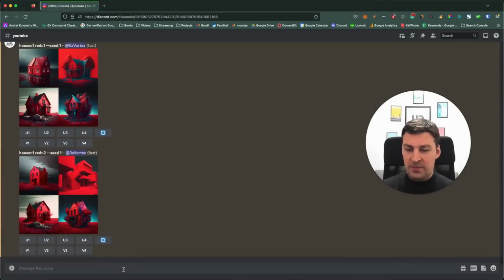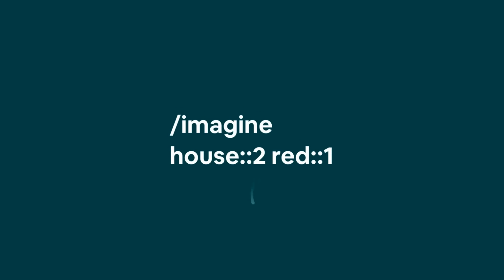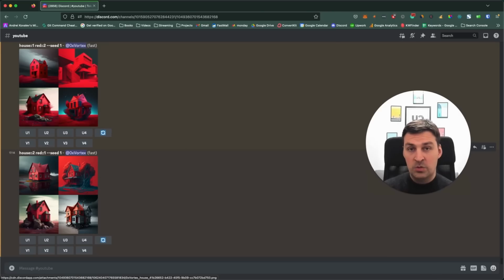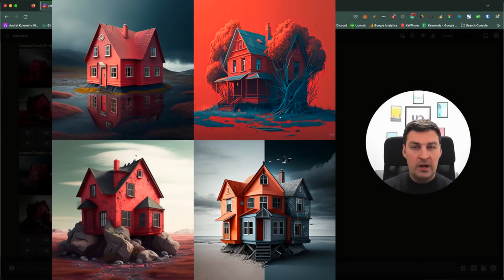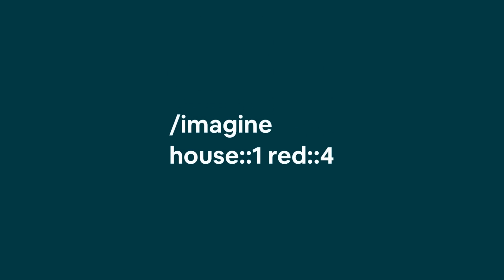Now let's look at what happens if we turn it around and we say imagine house with a weighting of 2 and red with a weighting of 1, seed 1. So what we get this time is we still get 4 houses that are red, but you can clearly see that there's a considerably more emphasis on the house and less on the red, to the point that even in the bottom right example, we have a half red and half gray house. In the top right one, the house is sort of in the red background, but it's losing its color. So let's see what happens if we go a little bit more extreme. And this time I'm going to say imagine house 1.